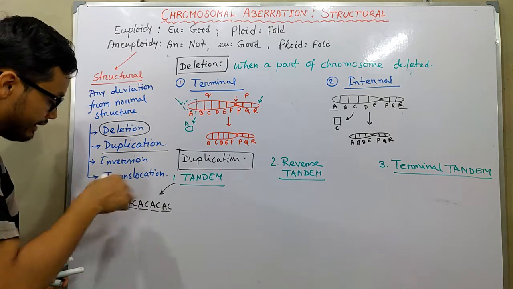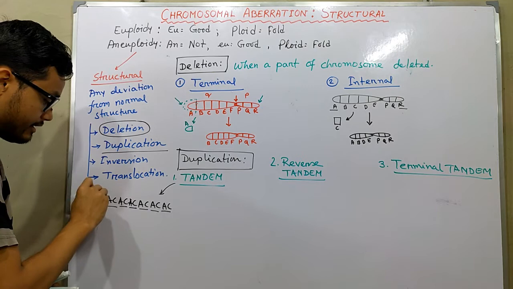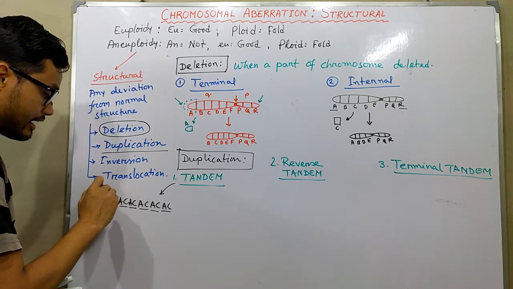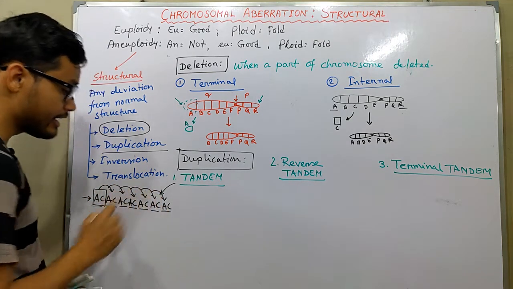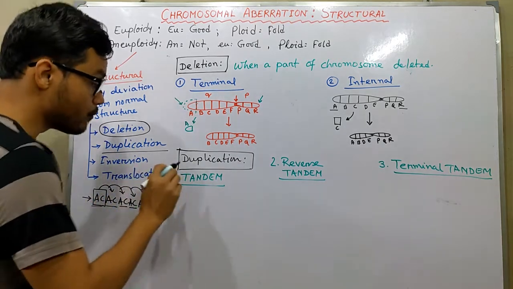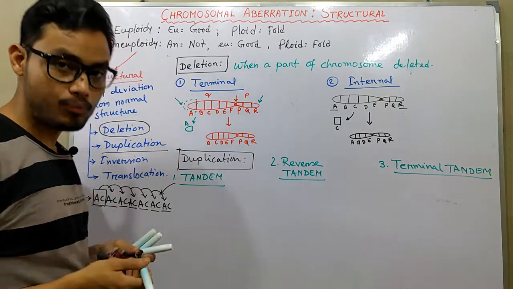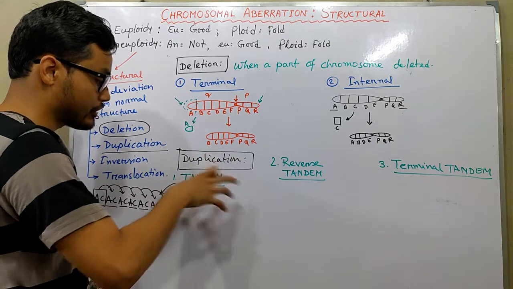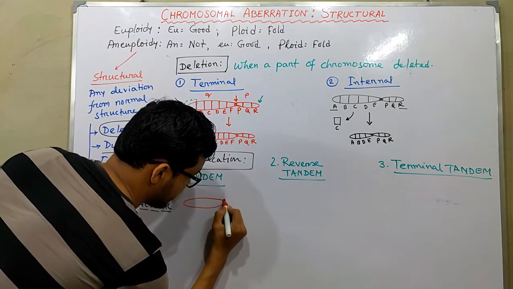In this case, A and C, adenine and cytosine, make a segment, and that segment is repeated again and again. We call this tandem. So what is tandem duplication? If a part of the chromosome is duplicated and attached next to the original part, then that duplication is known as tandem duplication. So what does it look like?